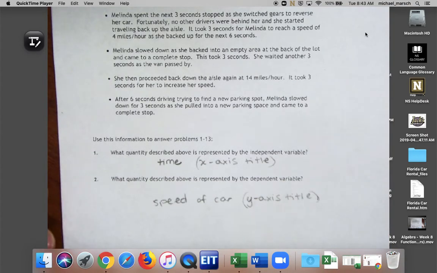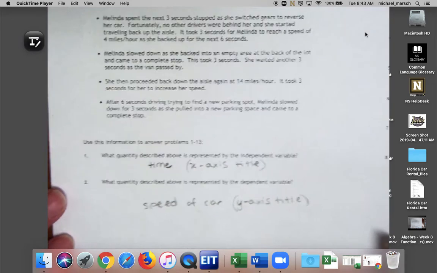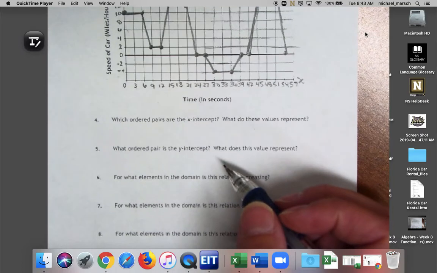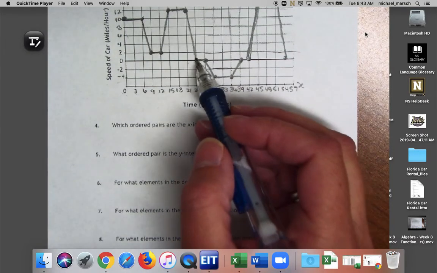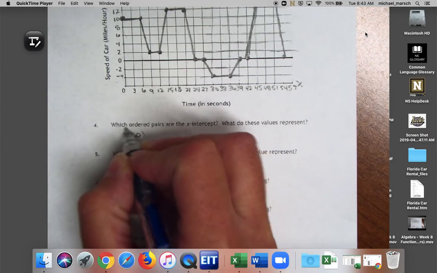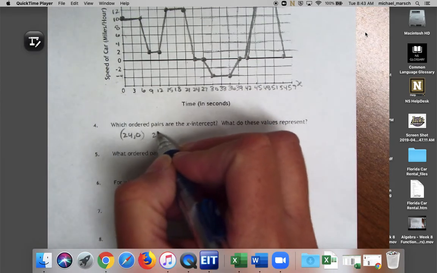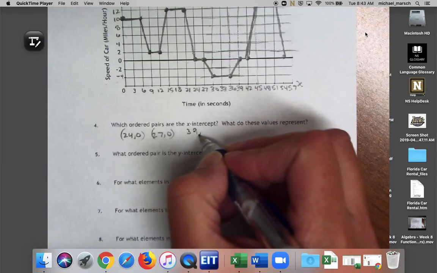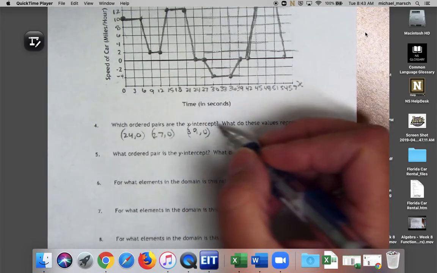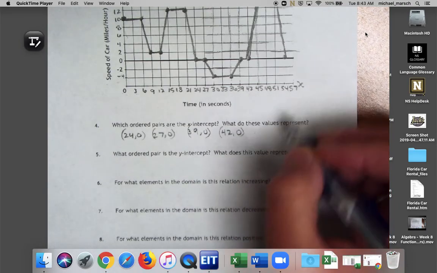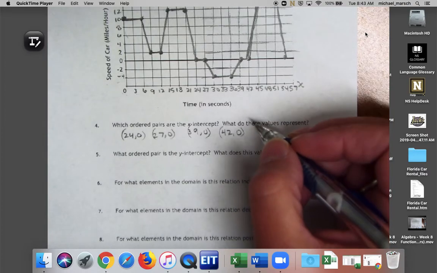Some questionable speeds, if you ask me. Okay, now number 4 says, which ordered pairs are the x-intercept? Okay, so we have several, right? We have (24, 0). We have (27, 0). We have (39, 0). Notice that the y values are always 0. We have (42, 0). And we have (54, 0).